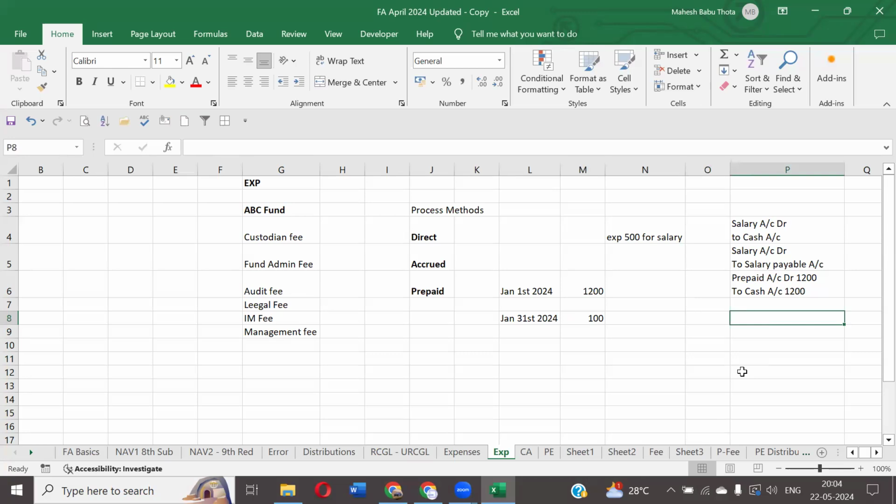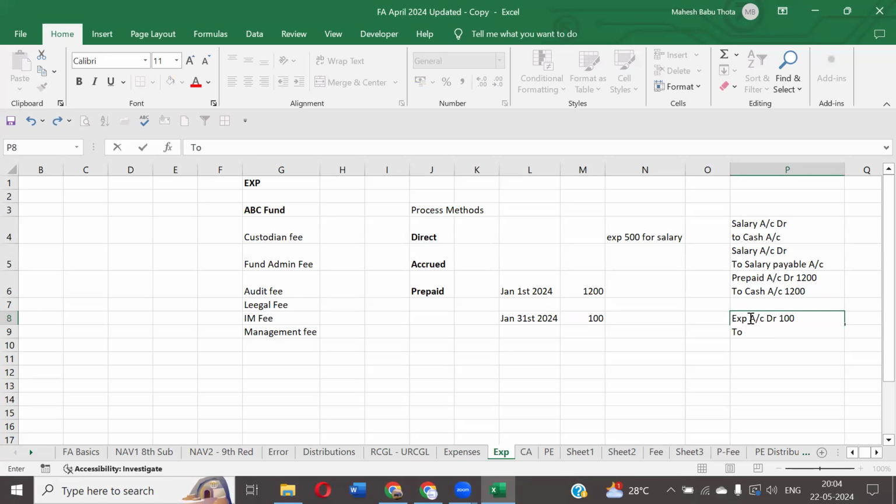Cash account 100 rupees? We are not paying cash. Cash is not coming. Already we paid for the whole year, 1200 rupees. First, what is this 100 rupees? It is an expense or not? It's an expense. So let's write an entry for the expense. What is the entry for normal expenses? Expense account debit, how much? 100 rupees. To cash. We are not writing cash because we already paid.